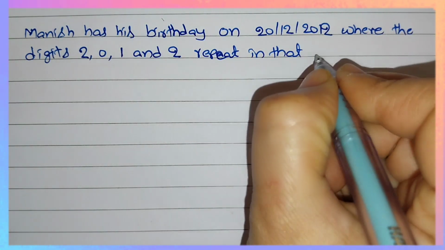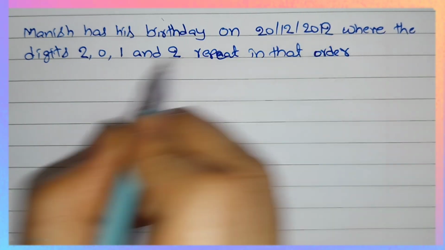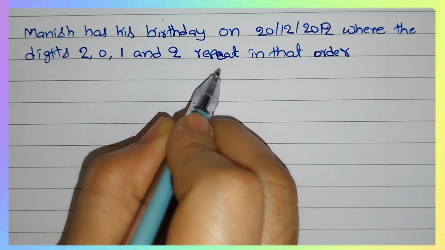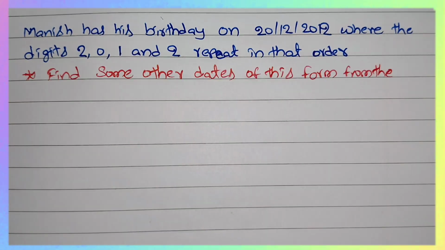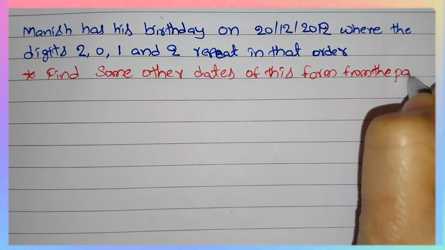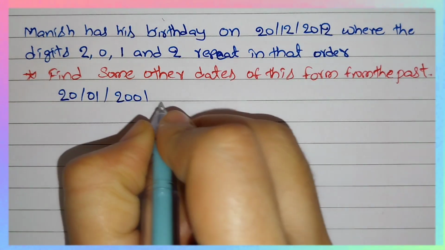Next, Manish has his birthday on 20/12/2012, where the digits 2, 0, 1 and 2 repeat in that order. If you look at 20/12/2012, the digits 2, 0, 1, 2 appear in the exact same order in the year. So the pattern is repeating.